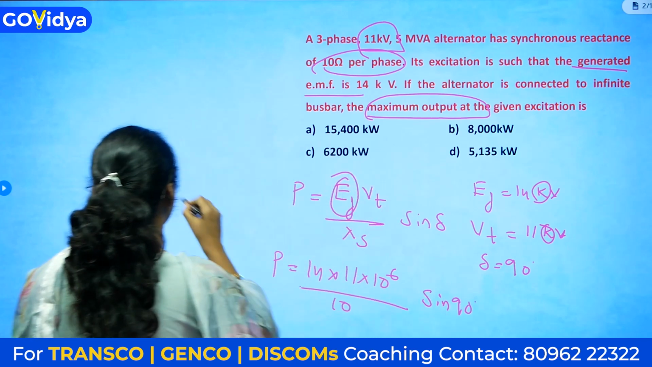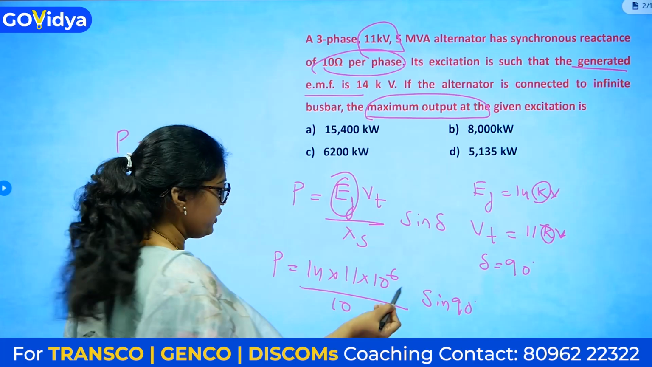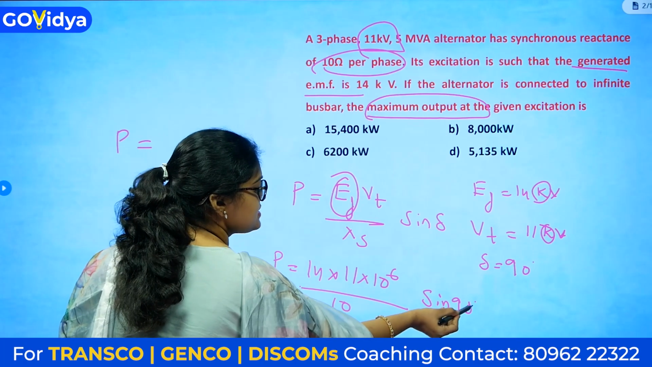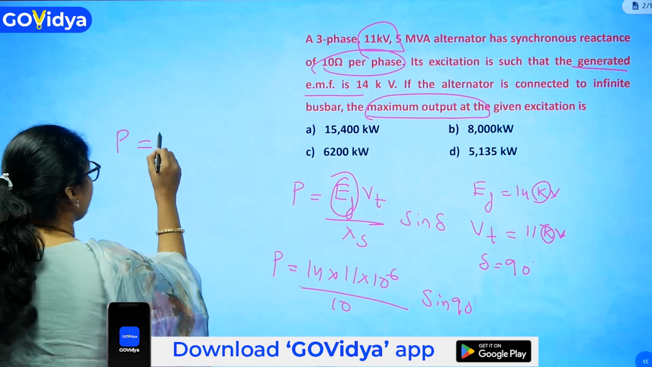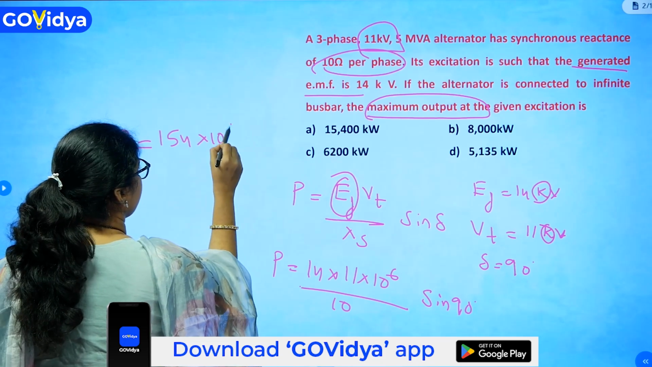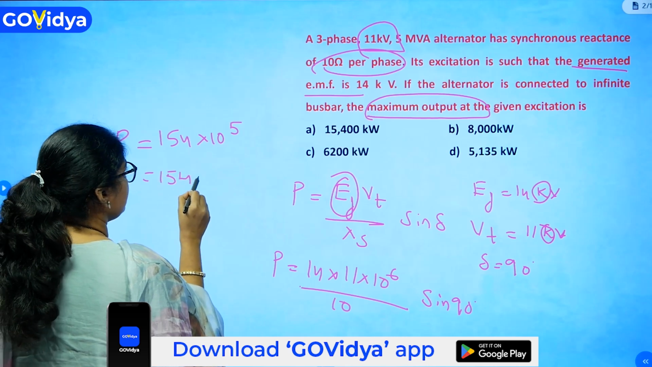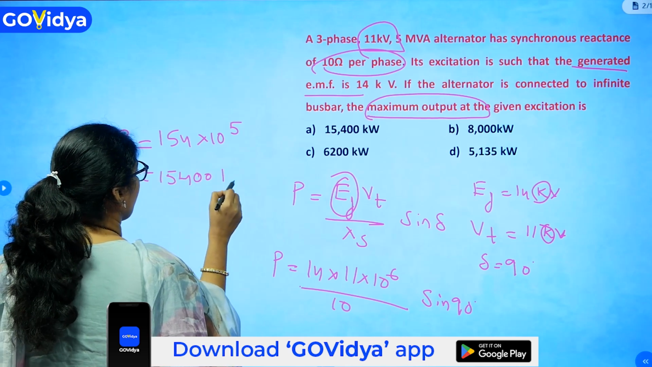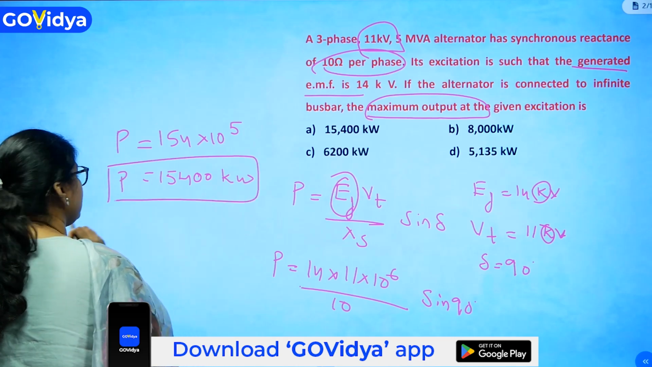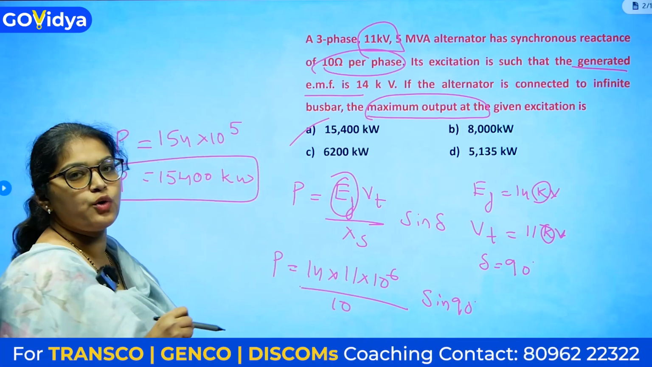So if we calculate that, we know 14 into 11 is 154 and 10 power 6. So 10 power 1 will cancel, leaving 10 power 5, and sin 90 is 1. So I can write 154 into 10 power 5, which is 15400 kilowatts. So this is the maximum power output we can calculate. So the option A, 15,400 kilowatts.